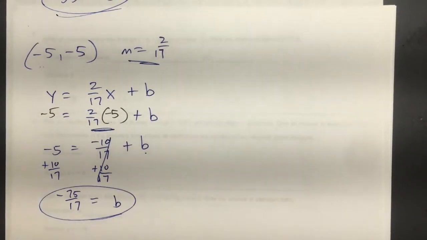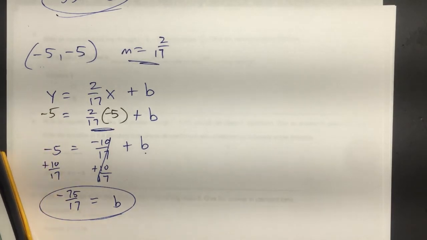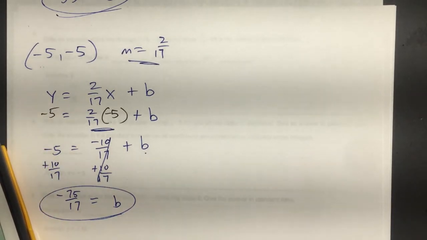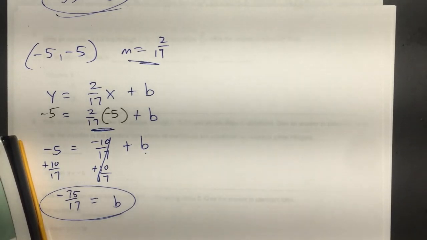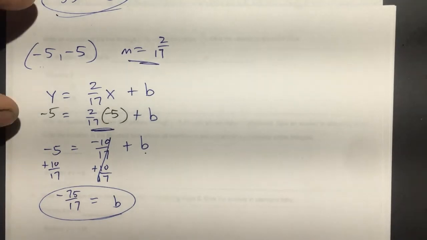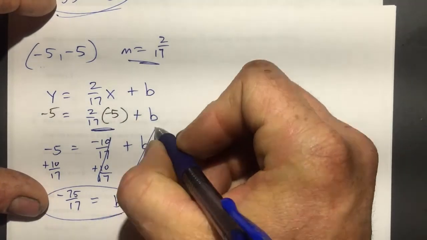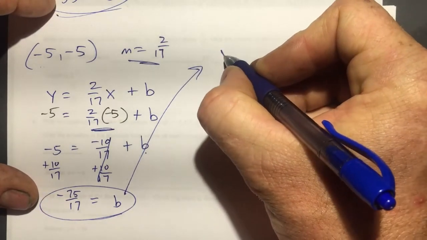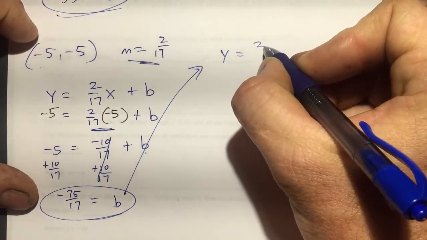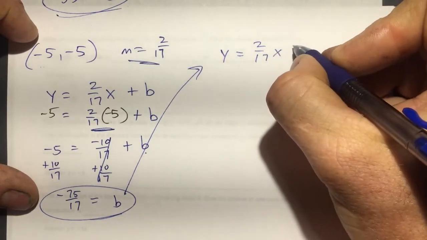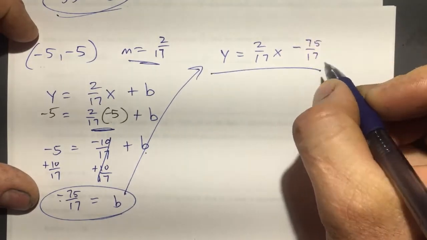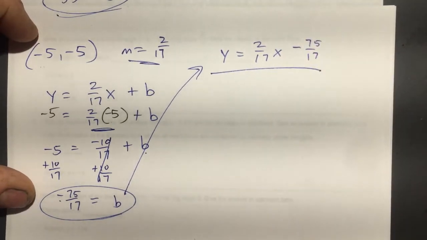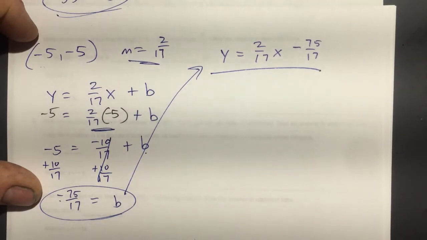I'll punch that in just to make sure. I believe I did that right in my head. So negative 5 plus 10 over 17, negative 75 over 17. I was right. So that's my y-intercept, which means over here now, y equals 2 over 17x minus, since this is negative, I'm going to put minus 75 over 17. And here's my equation right here in slope-intercept form. Okay? But it wants it in standard form. So I'm going to have to change it.